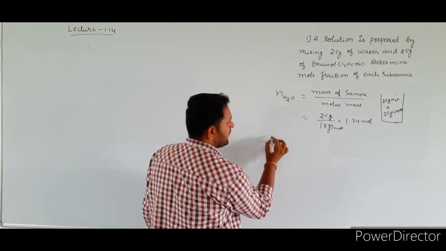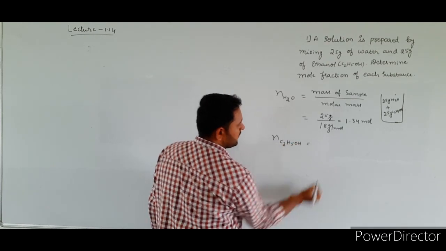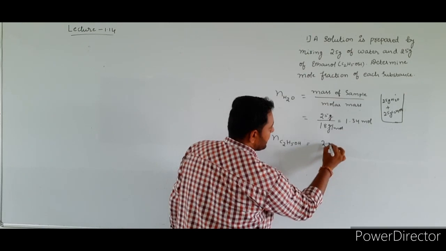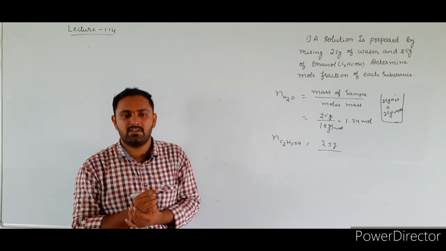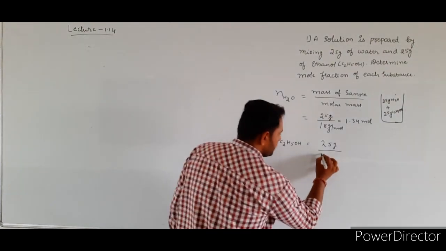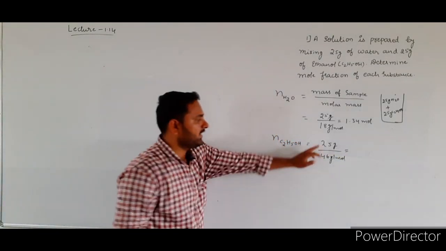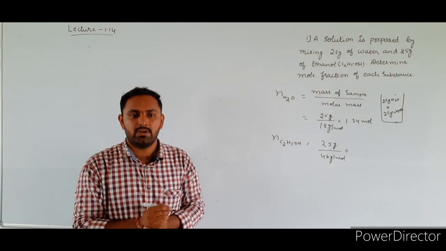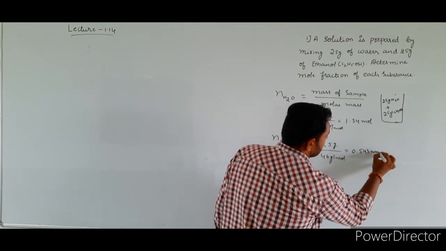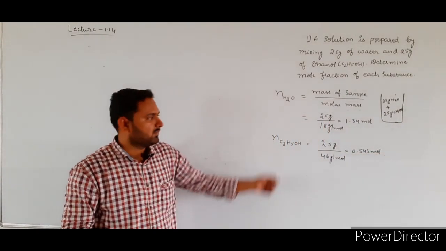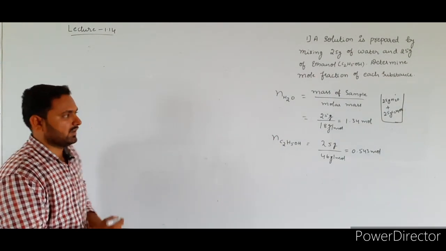Next, similarly, you calculate the number of moles of ethanol, C2H5OH, which is equal to mass of sample 25 gram divided by the molar mass of ethanol, 46 gram per mole. Then gram gets cancelled. Now you divide 25 by 46, which is equal to 0.543 mole. Now the values are in moles, so you can apply the mole fraction formula.